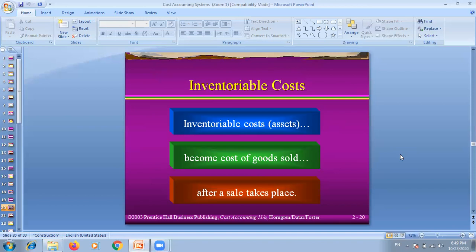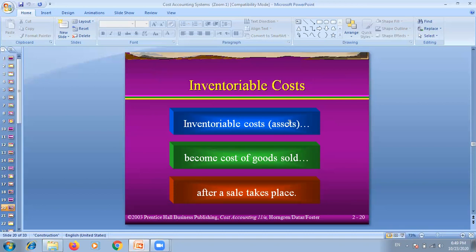Inventoriable cost is considered an asset. After producing the product, it sits as inventory in the stores, so we cannot consider it COGS, but we put it on the asset side as a current asset.